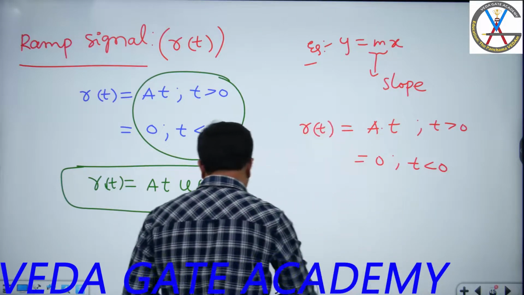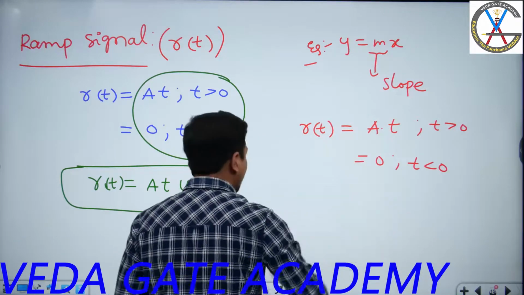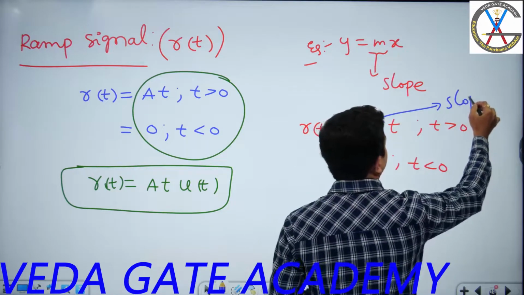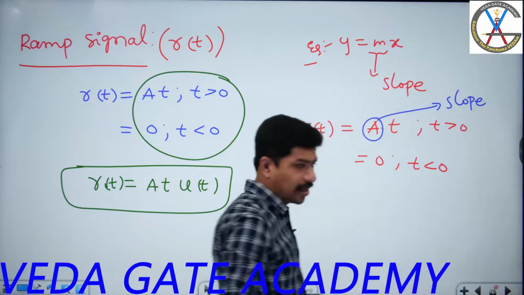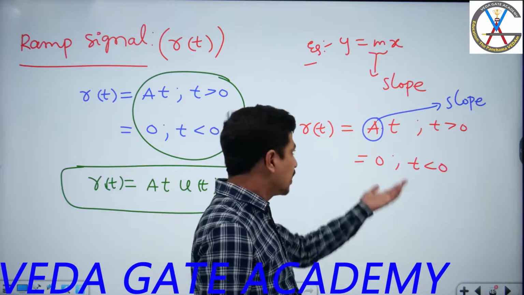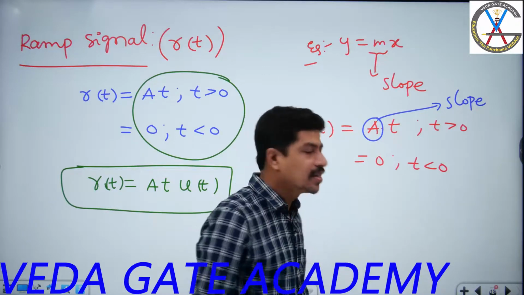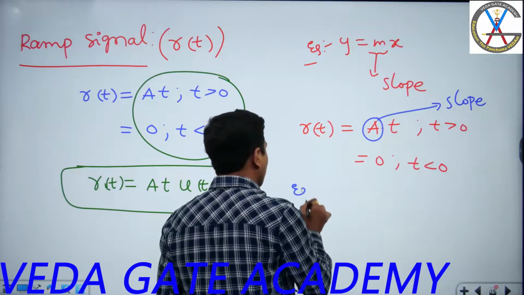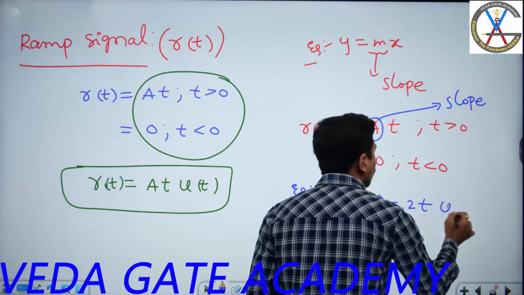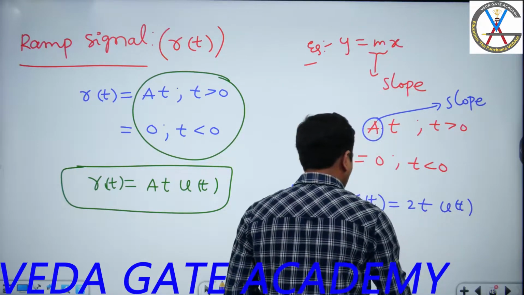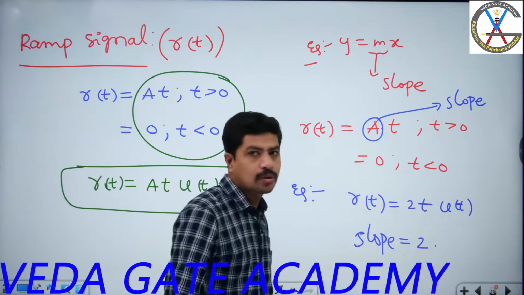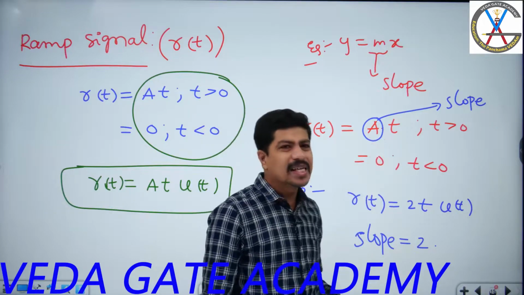Now, can I write that a as a slope? Yes. This a is my slope, called the slope of the ramp. How to find the slope of the ramp we'll also see. Directly, just by looking at the signal we can say. For example, if r of t is equal to 2t into u of t, what is the slope? The ramp slope is 2. Here, a into t is a straight line.